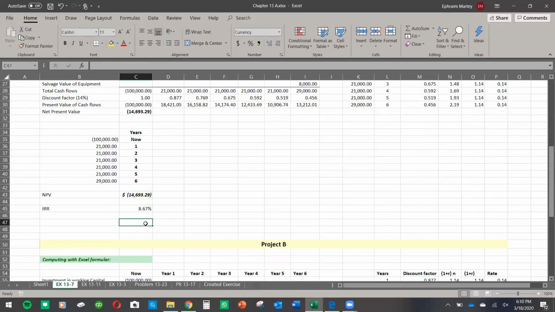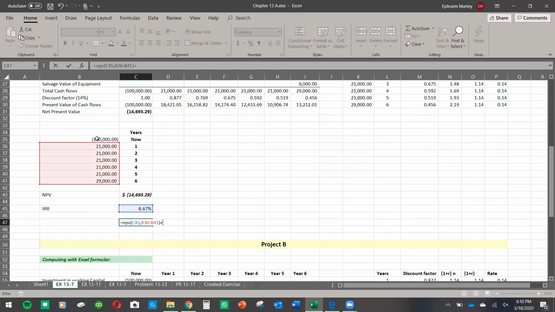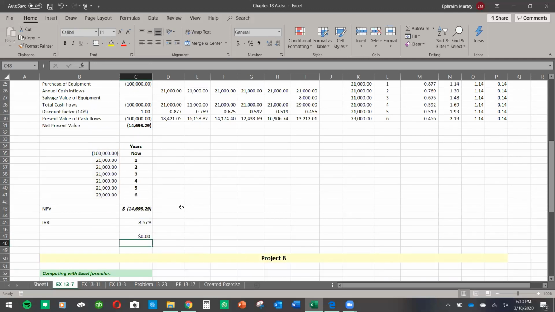Let's see why 8.67 should be the limit. Now let's find it with NPV. NPV, open parentheses. What is the rate? This is the rate. Then comma, select all cash inflow, close parentheses, plus cash outflow. This should give us 0. Great. That means everything you're going to receive is worth 0 today. You haven't run at any loss. If this is negative, you might be running at a loss.